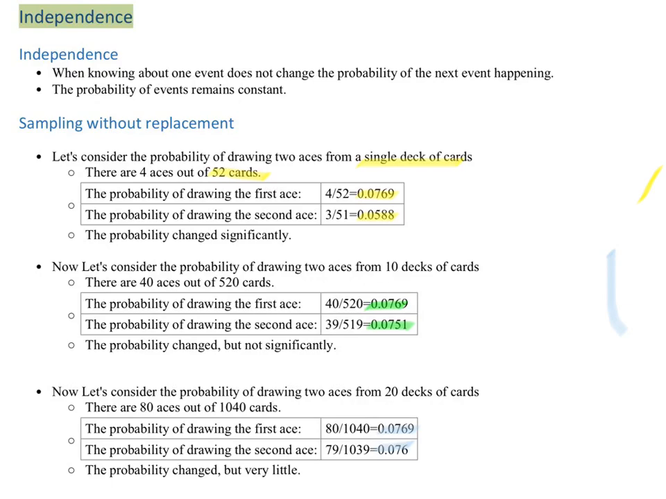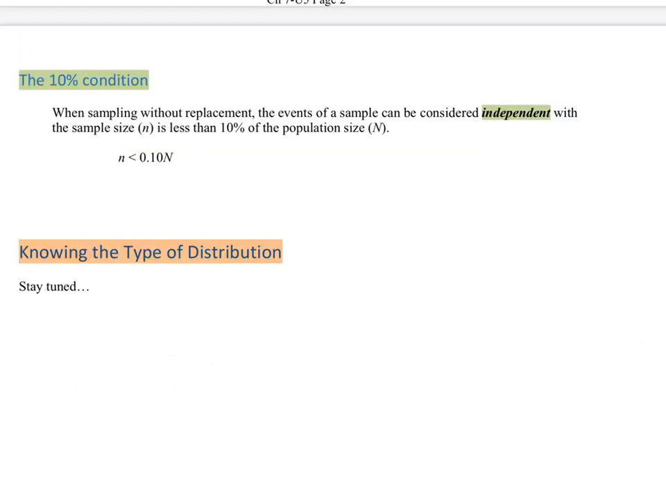So when we don't have replacement, this is going to be the rule. We will be able to declare independence when the sample is less than 10% of the population size. Now, I contradicted myself earlier because 4 aces is less than 10% of 52. However, that population size is just not big enough for this to matter.